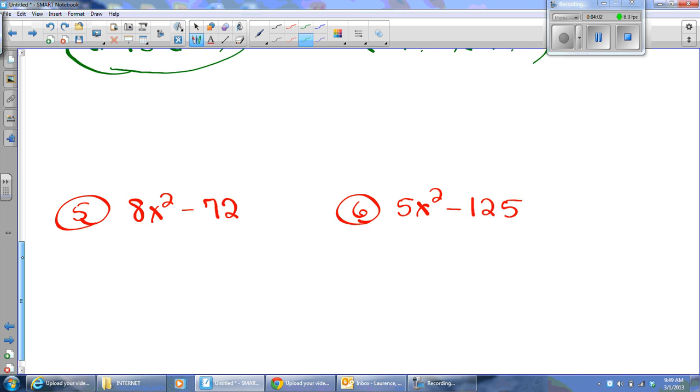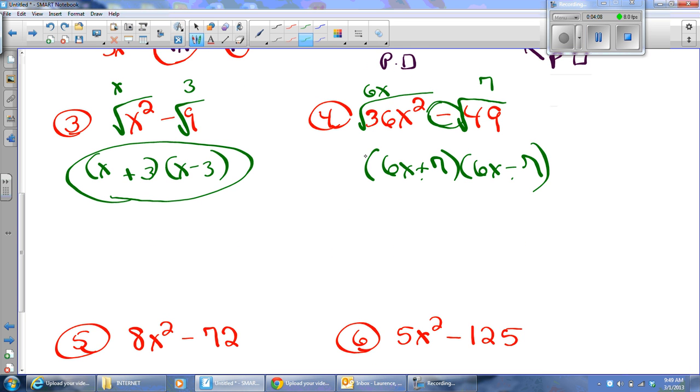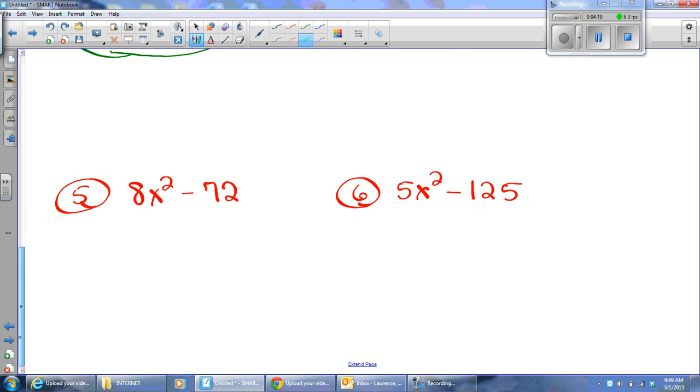All right, let's try number 5. Now, we're going to GCF. This one has a GCF first. I didn't show it on those, but there was no GCF other than one. Number 5, there's a GCF hiding in here. I think an 8 goes into both of these. I'm going to factor out an 8. And remember, the 8 doesn't go away. And I'll be left with x squared minus 9.